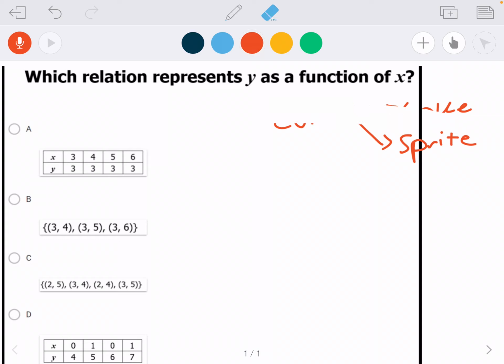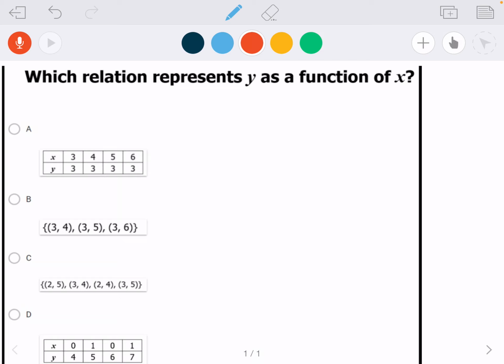So when I'm talking about these tables or these sets of ordered pairs, the main thing that we need to look for is, are any of the x values repeating? That's all we really need to look at. Are any of the x values repeating? So if I look at these different answer choices, and again, your A might be a little bit different than my A, but the tables and everything else are the same.